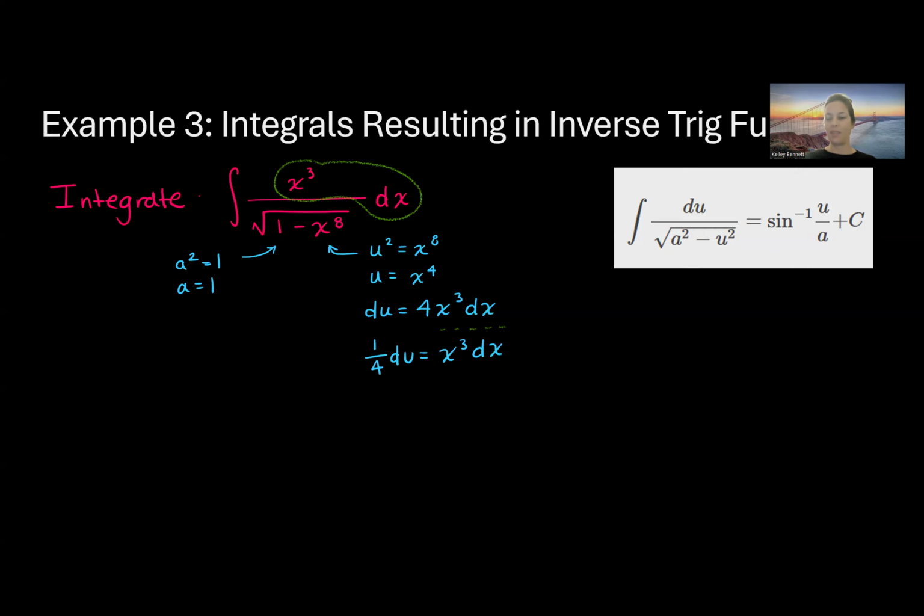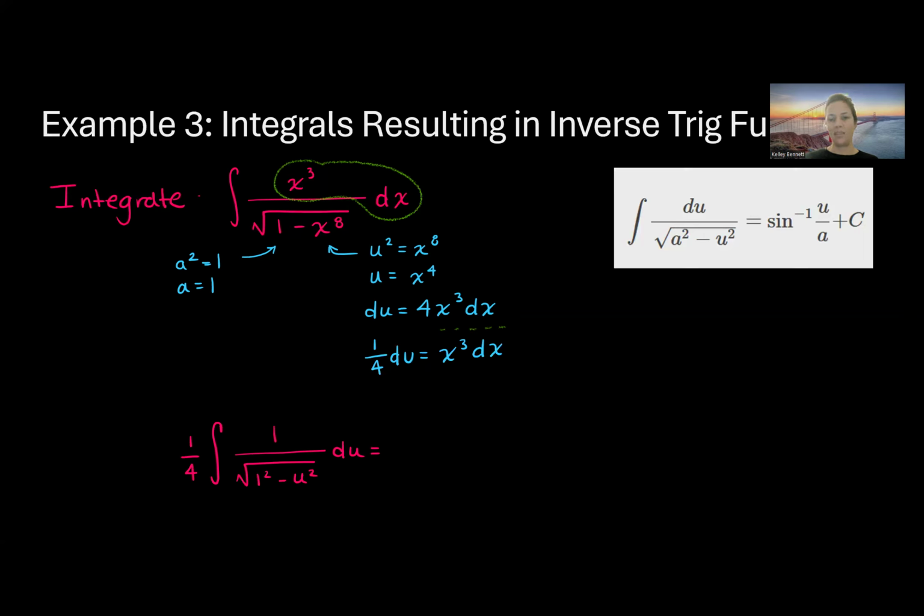I'm very meticulous about my u subs, so I always write what I have in terms of, here in this case, x cubed dx, and what does that mean for me when I'm writing my du? What constants, if any, should be with du? Okay, so once I replace everything, I get 1/4 times the integral of 1 over the square root of the quantity 1 squared minus u squared with respect to u.